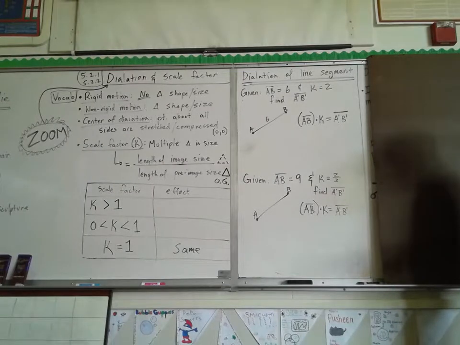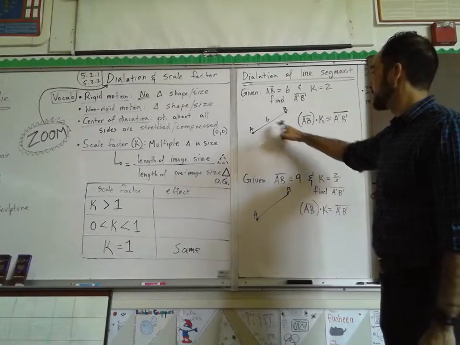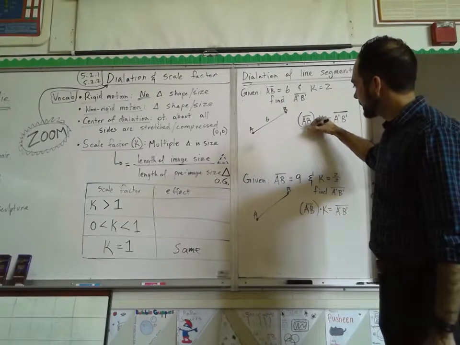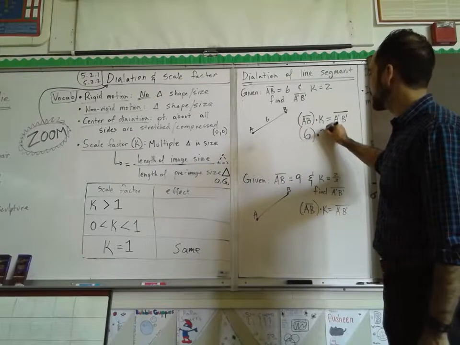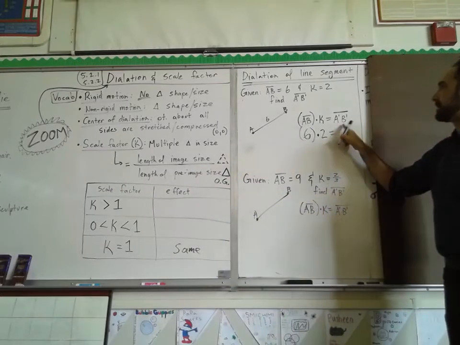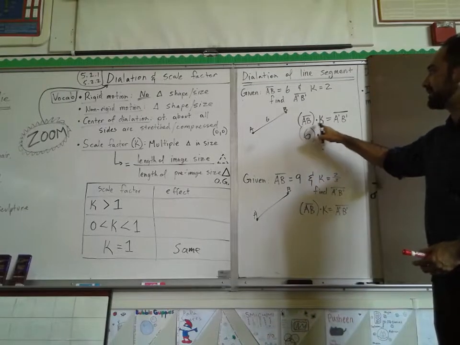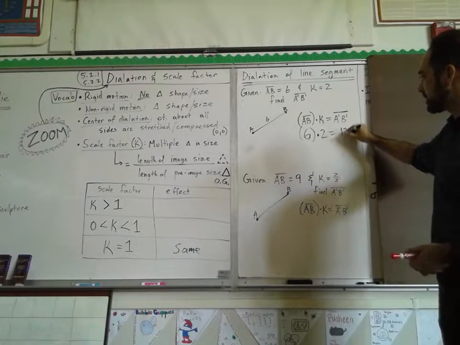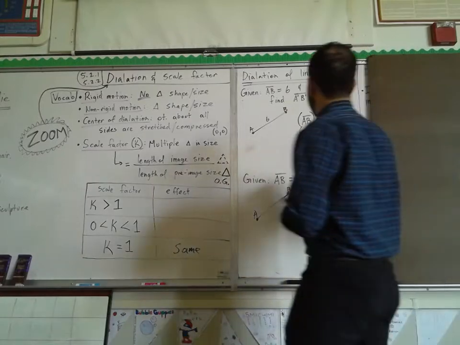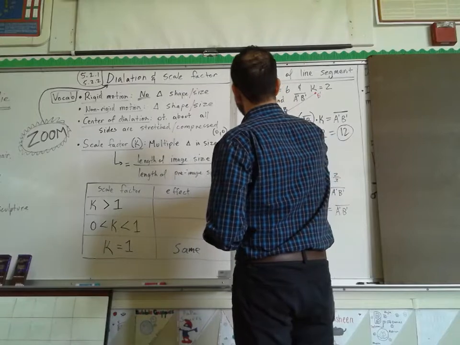So watch how straightforward this is. We have AB. What's the length of AB segment? 6. What's my K factor for this problem? 2. What's my new length of AB? The K factor, I'm scaling by positive 2. So we just get this length of 12. That's it. So this would be my B prime, and then I would label that A prime.